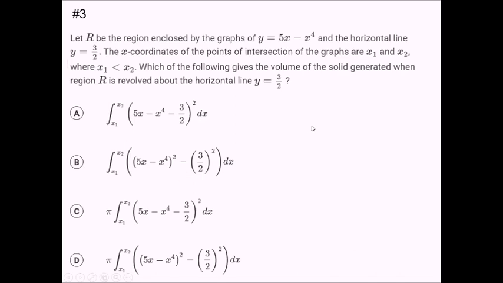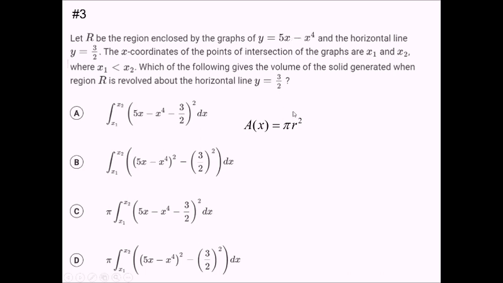Next thing we need to know is, are we using disks or washers? If we're talking about volume of revolution, it's going to be one of those two things. Well, the key here is recognizing that one of the boundaries, this y equals 3/2 line, is also an axis of revolution. So if one of your boundaries is the axis of revolution, then your bounded area is flush against the axis of revolution, which means you're going to use disks. So we can start with A of x equals pi r squared as our starting point. And then the radius is just the distance between the other boundary and the axis of revolution. So that's going to be this function here, the difference between 5x minus x to the 4th and 3/2.